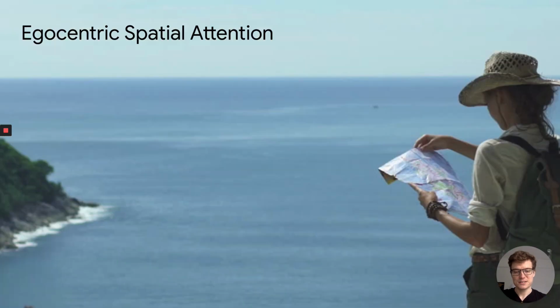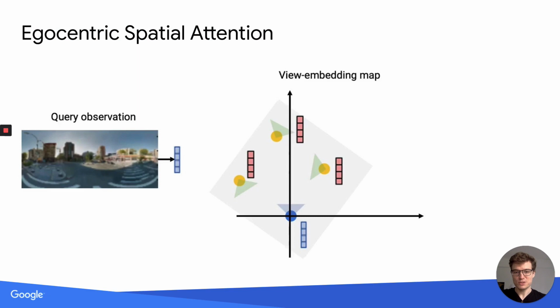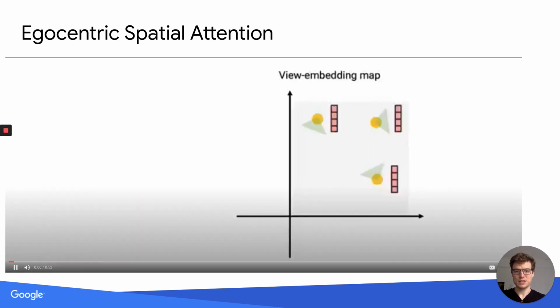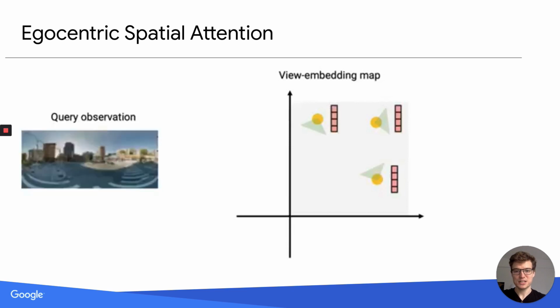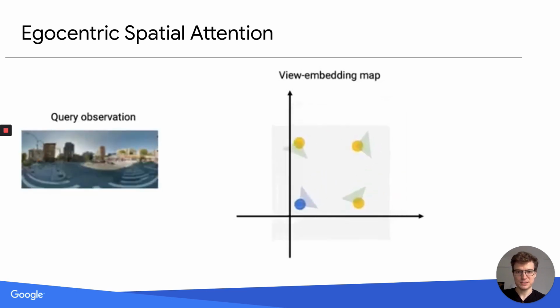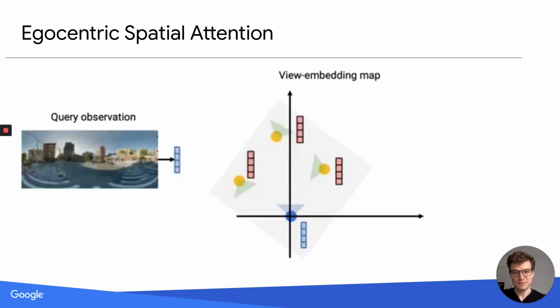The attention mechanism was inspired by how people use maps. We tend to rotate the map and compare it with what we see in front of us. So we do something similar. This is our view-embedding map with 3 view embeddings. Poses are in yellow, orientation in green, and embedding in red. Given a new query observation and a particle for a viewpoint, we first transform the map and rotate it to an egocentric coordinate frame. Then we want to compare features of the query image and the map.